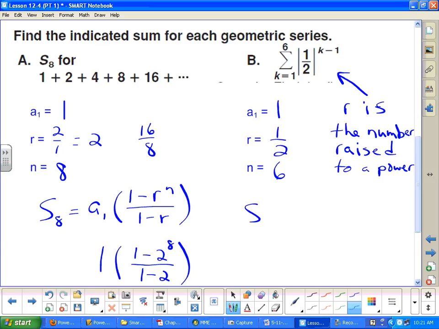So we have s sub 6 equals 1 times 1 minus 1/2 to the 6th power divided by 1 minus 1/2.